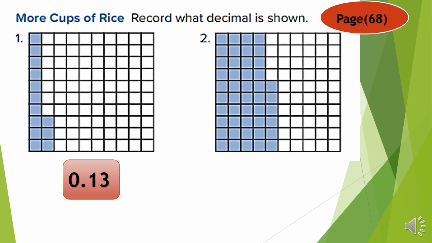Number 2, how many columns? Let's count together. 1, 2, 3, 4. So I have 4 whole columns. And how many squares? 1, 2, 3, 4, 5, 6. So I have 4 and 6. The number will be 0.46 or 46 hundredths.